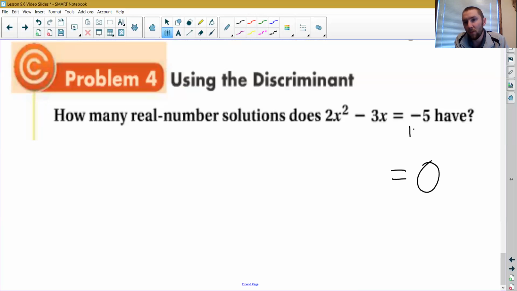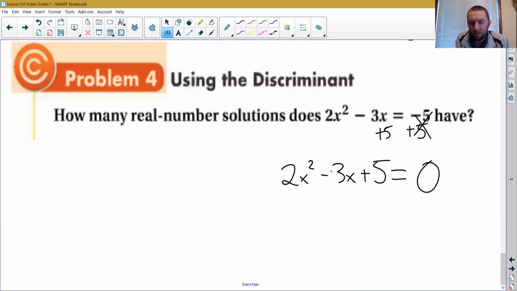So what I'm going to do is add 5 to both sides of the equation. It's going to cancel that out and become 0. On this side, the 5 doesn't get to add to anything. It's just going to show up at the end of the equation, minus 3x plus 5. So I get this equation now, okay? 2x squared minus 3x plus 5 is equal to 0. And now I can identify my a, my b, and my c, and I can calculate the discriminant. So a in this case is 2, b is negative 3, and c is 5.